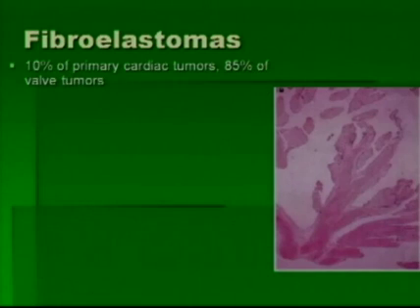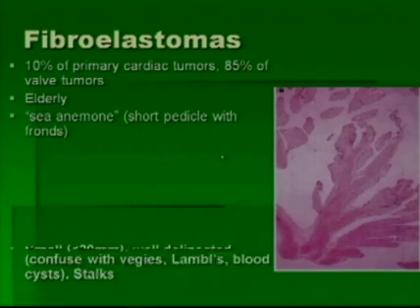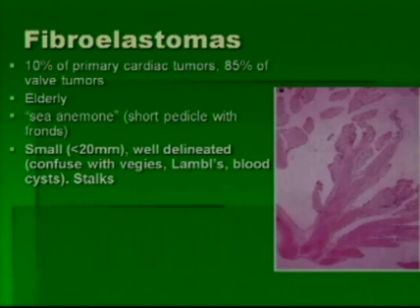Fibroelastomas are 10% of primary cardiac tumors, making them very rare, but this ends up being 85% of all tumors that arise from valve tissue. They occur in the elderly. They look like sea anemones with a short pedicle and fronds, especially as shown in this microscopic specimen. They're generally small, less than 20 millimeters. They're well delineated, and they can often be confused with vegetations, Lambl's excrescences, and blood cysts, but they tend to have stalks, which isn't always true for some of these other things in the differential diagnosis.